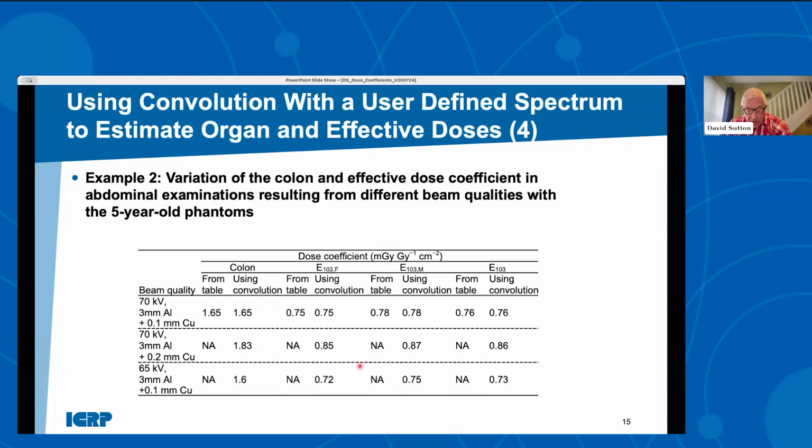The report provides other examples of the use of convolution. Here is one. An investigation of the variation of the colon and effective dose coefficients in abdominal examinations resulting from different beam qualities using the 5-year-old phantom. And here we have different beam qualities, 70 kV, 0.2 millimeters of copper, 65 kV, 0.1 millimeters of copper, in addition to 3 millimeters of aluminium. These are not in the data set provided, but the dose coefficients can easily be generated, as can the effective dose coefficients as well.